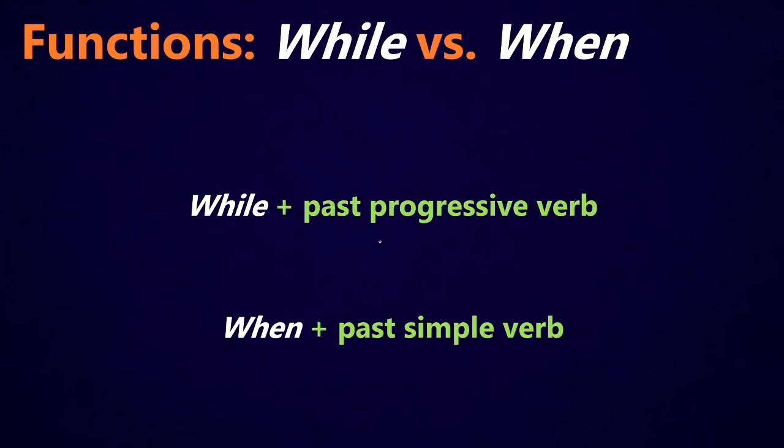So while usually goes with the past progressive verb, and when goes with the past simple verb. We don't use them both at the same time. We either use this one or we use this one. We don't use both of them in the same sentence.